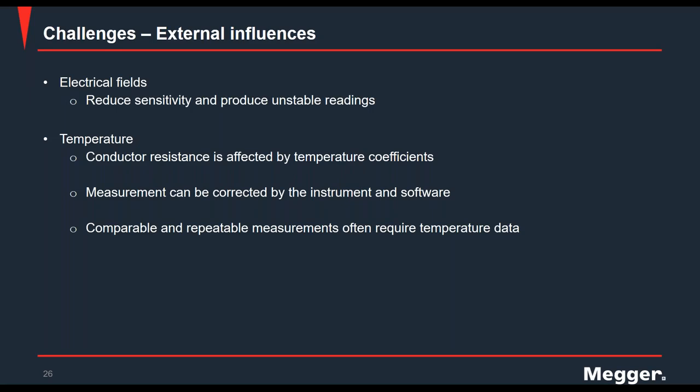The next factor is temperature. We know that conductor resistance is affected by temperature coefficients. So that's why it's important that the temperature be documented while making low resistance measurements, because this temperature data can be corrected by the instrument and software for record keeping. And once we have that information, only then will comparable and repeatable measurements be truly possible incorporating temperature data.